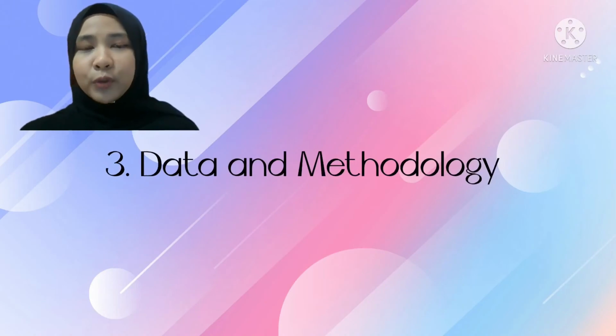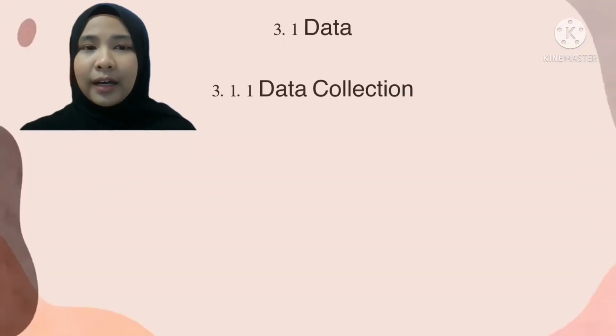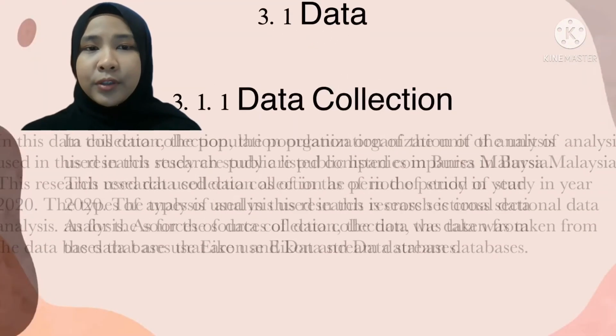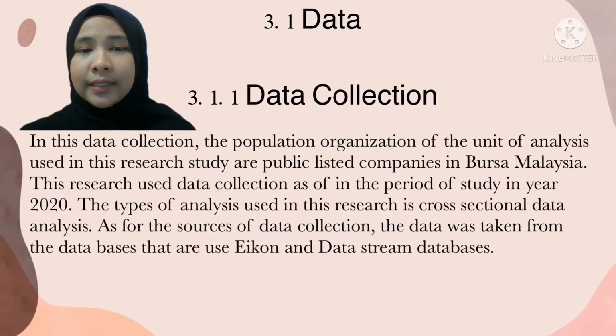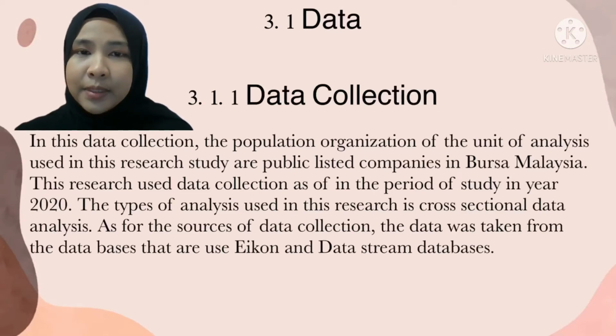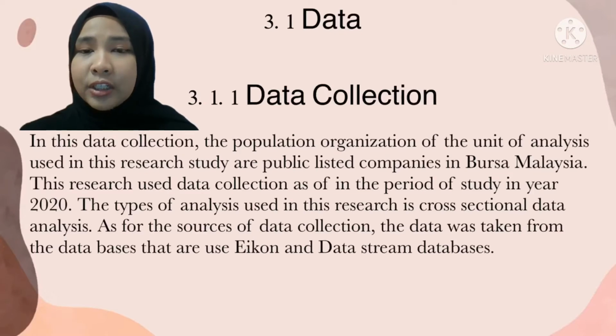Now we will move to chapter 3, which is data and method. Under chapter 3, we have data collection. In this data collection, the population, organization, and unit of analysis used in this research study are public listed companies in Bursa Malaysia. This research used data collected in the period of study of year 2020. The type of analysis used in this research is cross-sectional data analysis.